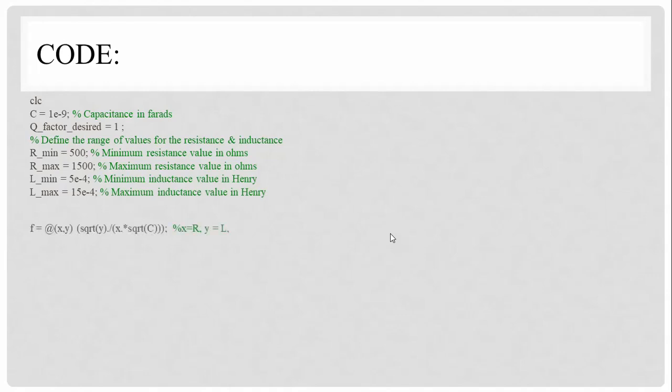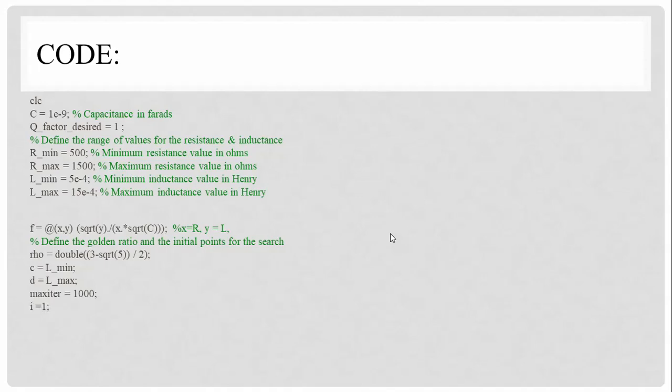Okay. This is our function f of x comma y equals square root of y by x into square root of c, where x is nothing but resistance and y is nothing but inductance. Okay, this is the rho value which we got in the above calculations. So this is the optimal value c and d. Initial C is the minimum inductance and D is the maximum inductance, which is C0 and D0 in the calculation. I have given the iterations as 1000.